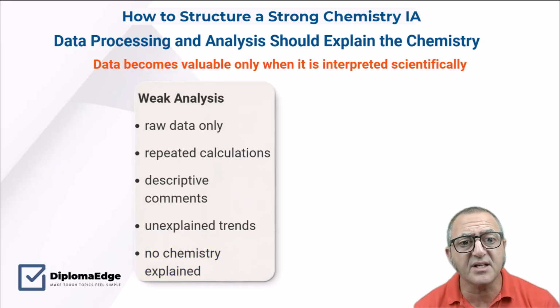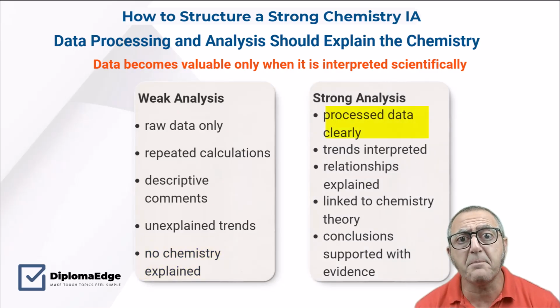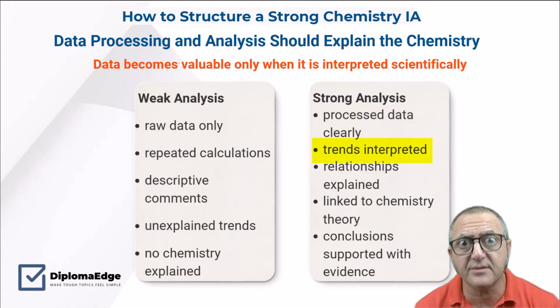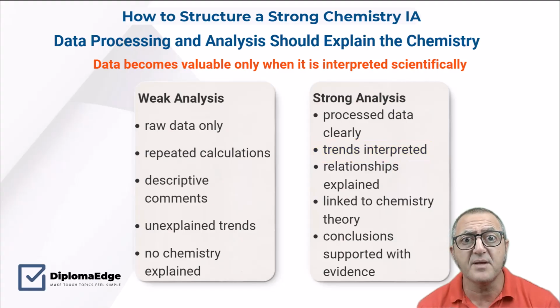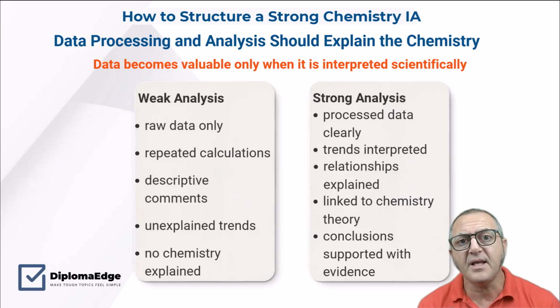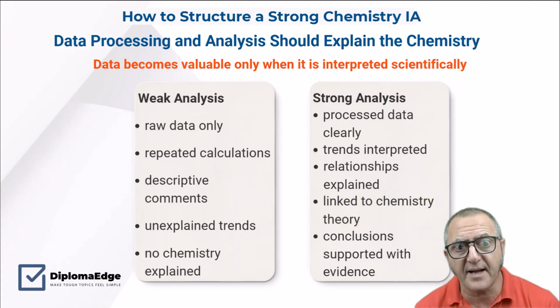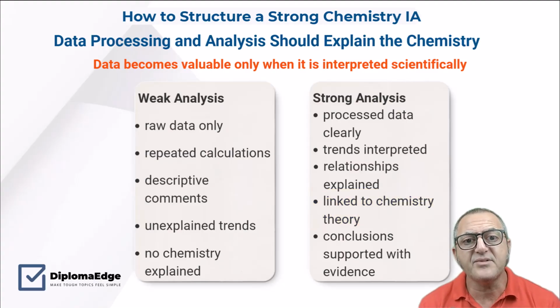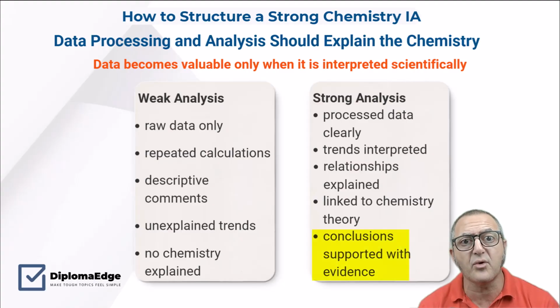Whereas a strong analysis will process the data meaningfully and clearly, will identify and explain the trends that you observe in the data, probably using a graph. You will identify the relationships that you observe in the data, and you will explain those relationships. It will have a link to the chemistry theory that you've been talking about in your background information, and it will lead to a conclusion that is supported by the evidence that you do have.